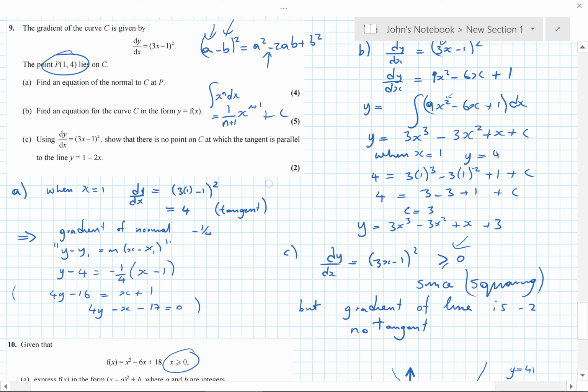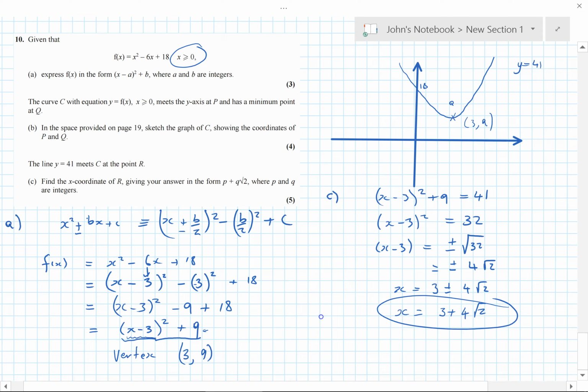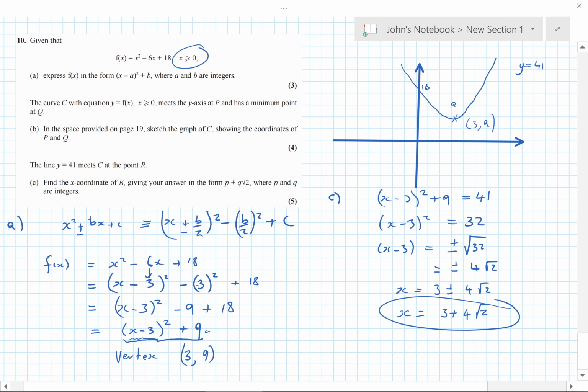Question 9, a little bit of an unusual part C there, but still relatively routine. They quite like to mix two different topics there. They've got a bit of differentiation and integration in the same question. And question 10, a bit of completing the square, that's all done. Okay, so we're all done. Jan 25 finished.